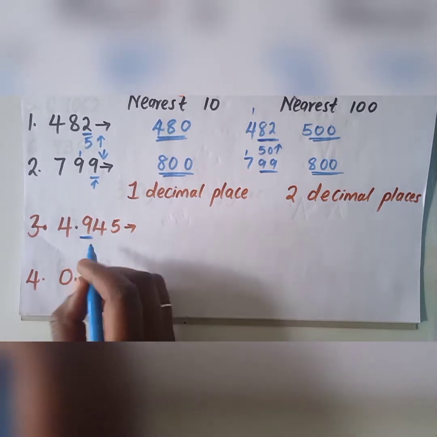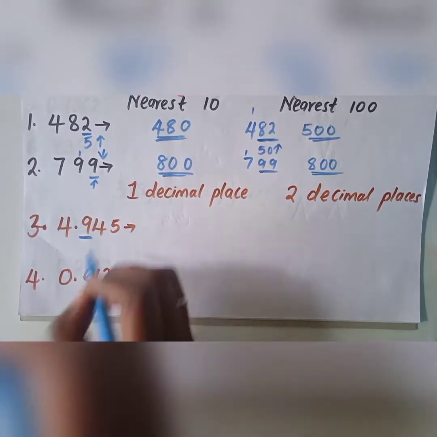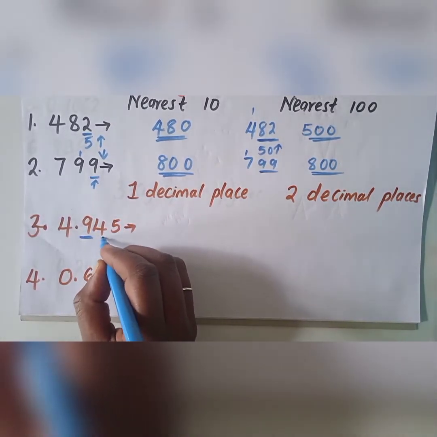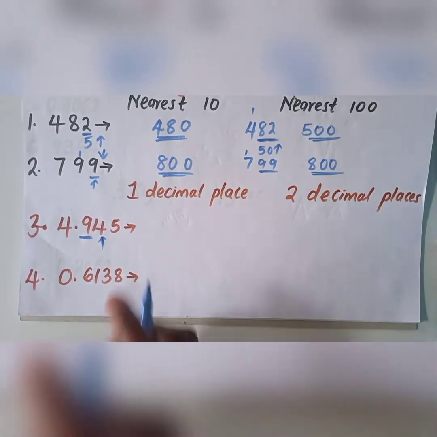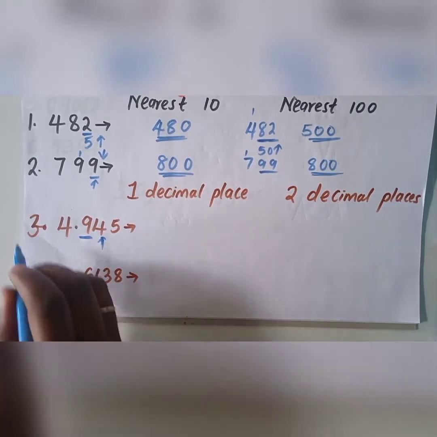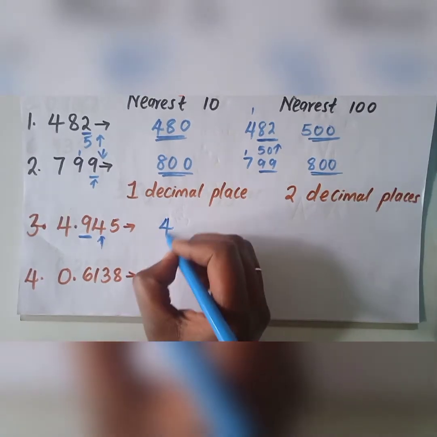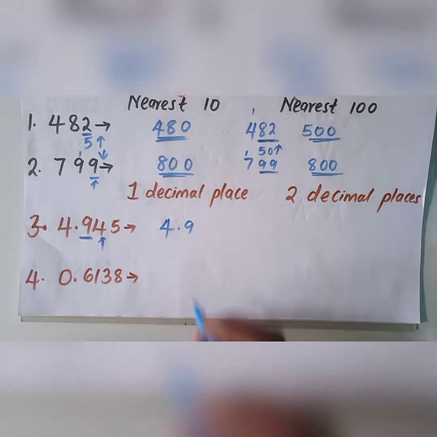Now for decimal places, you look at the decimal point and underline the first number after the decimal point, which is in the tenths value. Then look at the next number. If it's more than 5, then it will be rounded up, and 4 is less than 5, so everything else will remain the same, so it's going to be 4.9.